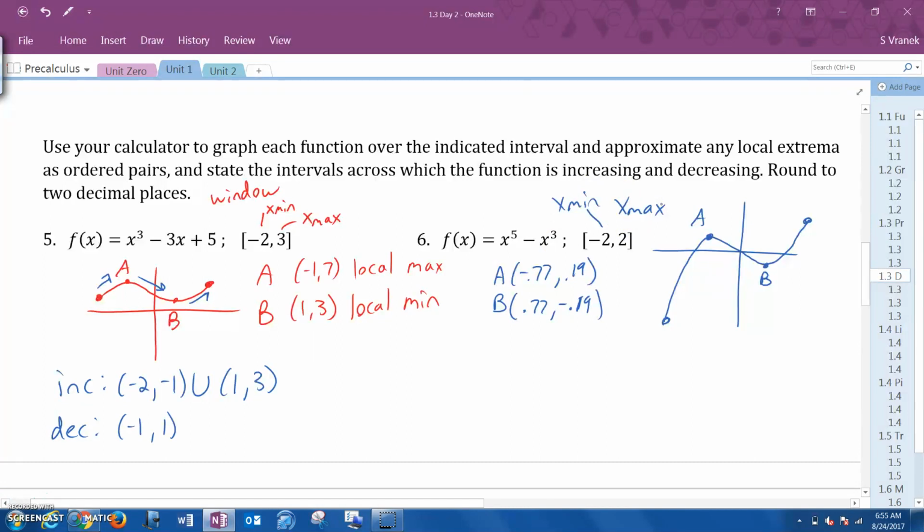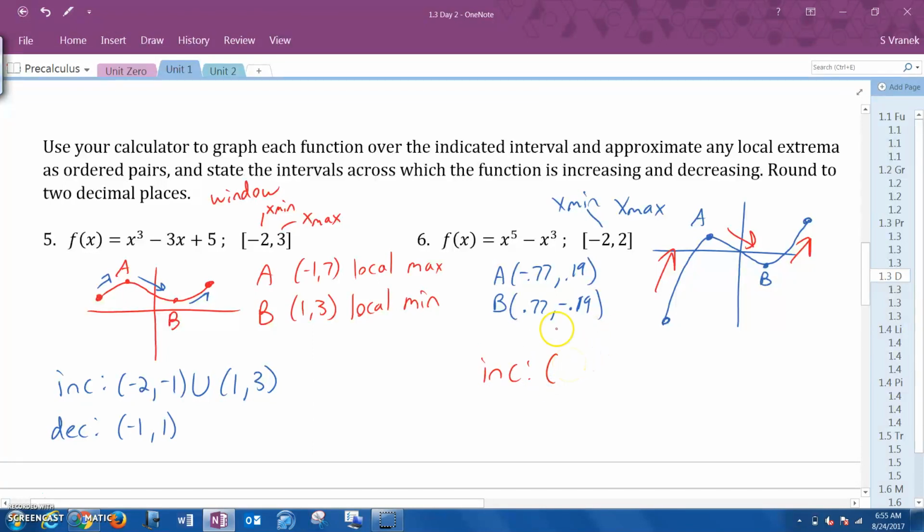And then all we have to do here is find the places where it's increasing and decreasing, just like the last one. So hopefully you can see that it increases, decreases, and then increases again. So let's write down those intervals. Again, we're only looking at the x values when we do interval notation.